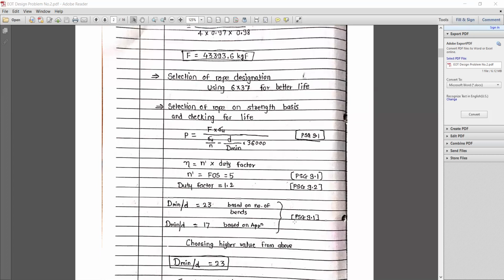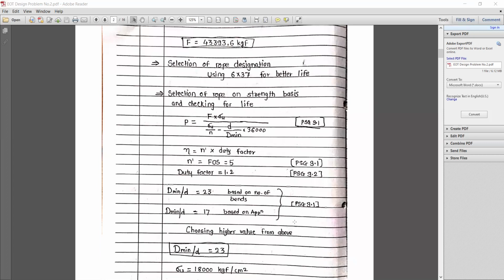Now next one, selection of the designation of rope wire. I'm selecting 6 by 37 for better life, as there are 37 wires in one strand. It gives better life, and it can carry a heavy load also. So it will not fail in any sudden change in conditions. So I'm selecting this wire rope.